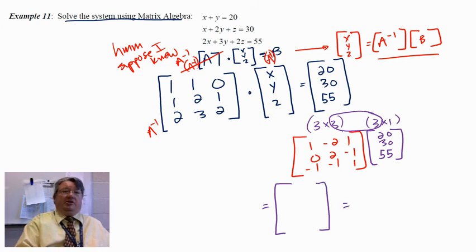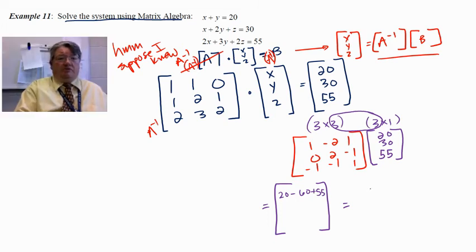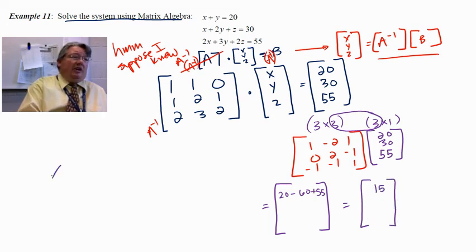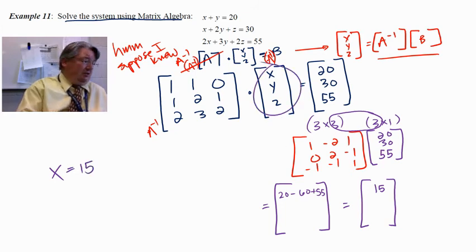So let's take care of this. I multiply the first row times the first column. So 1 times 20 is 20. Negative 2 times 30 is negative 60. 1 times 55 is 55. I'm sorry, I'm being a little dumb today. 20 minus 60 is negative 40. Negative 40 plus 55 is 15. Guess what I just found out? I just found out that x is 15 because what's left is right there.